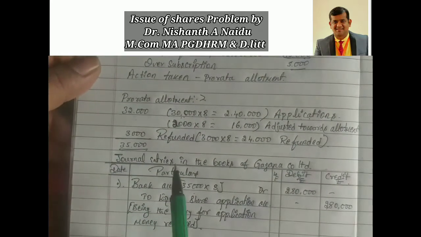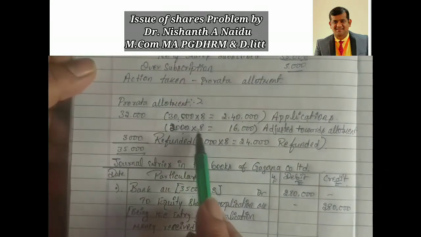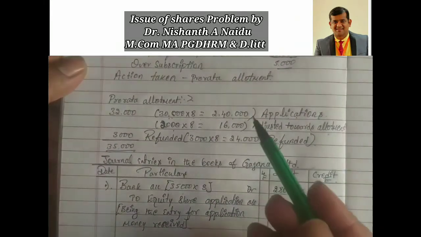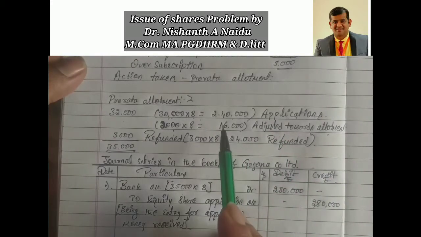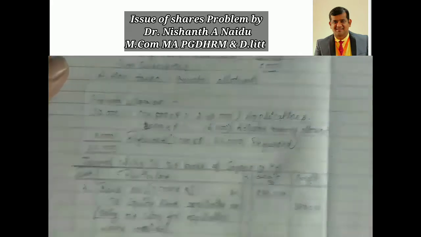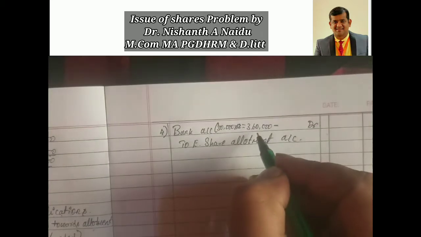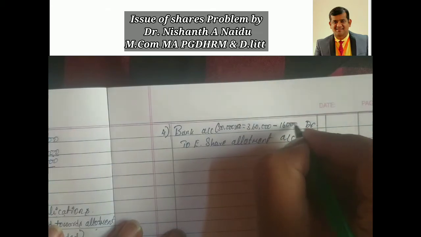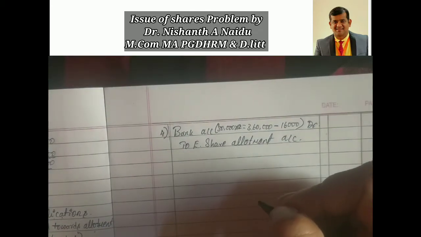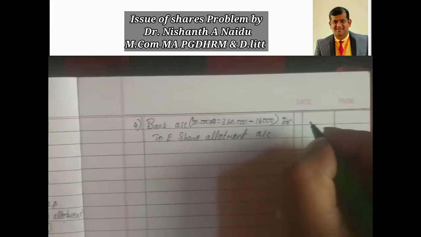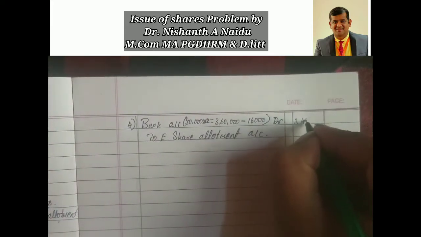Okay. So in that I have already adjusted towards allotment. In this working note, pro rata allotment, 2,000 into 8, 16,000 adjusted towards allotment. That means out of the application money which I have received, 16,000 rupees I have adjusted towards allotment. So actually I am supposed to receive 3,60,000, but I have already received 16,000. So deduct it: 3,60,000 minus 16,000, you are going to get 3,44,000.